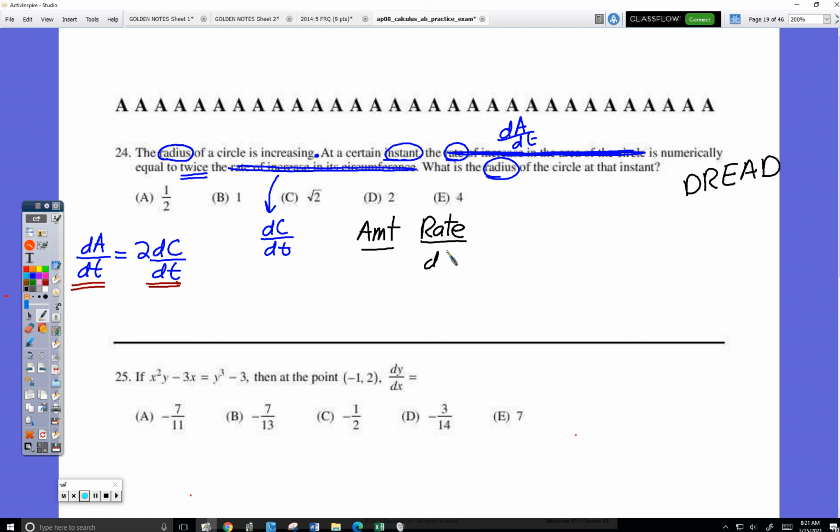So we've got dA/dt. That means we've got to worry about A. We've got dC/dt. That means we have to worry about C. They also talk about the radius, and the fact that the radius is increasing. So that would be r and dr/dt. So now I've done this step here. I've got my chart. I've also written down all the rates that I read about in the problem. Questions?